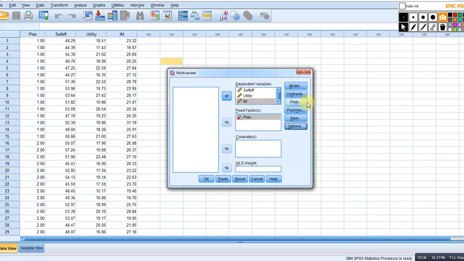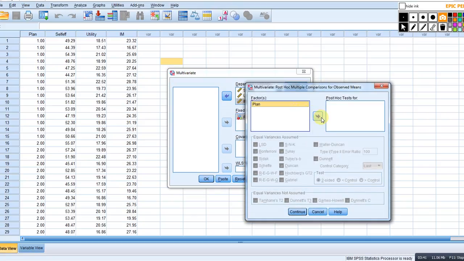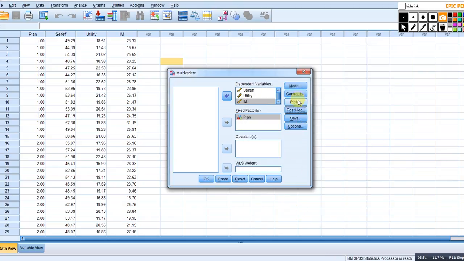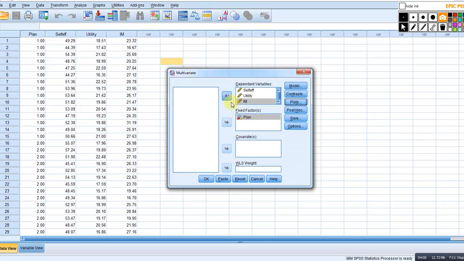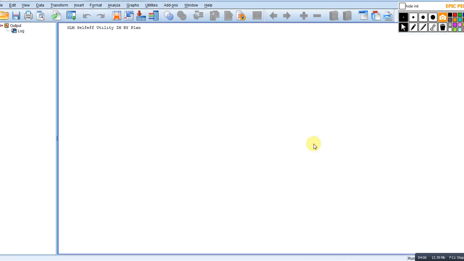Under post hocs, if I want to explore univariate mean differences, I can move this variable over to the post hocs box, and then I can click on Tukey to explore univariate mean differences. I can also ask for plots. If I move the independent variable to the horizontal axis and click Add, now I'll get profile plots for each of the dependent variables. So if I click on OK, this is my output.